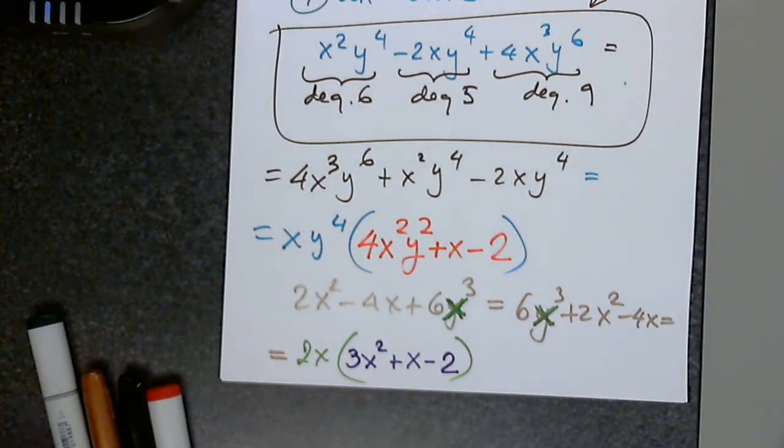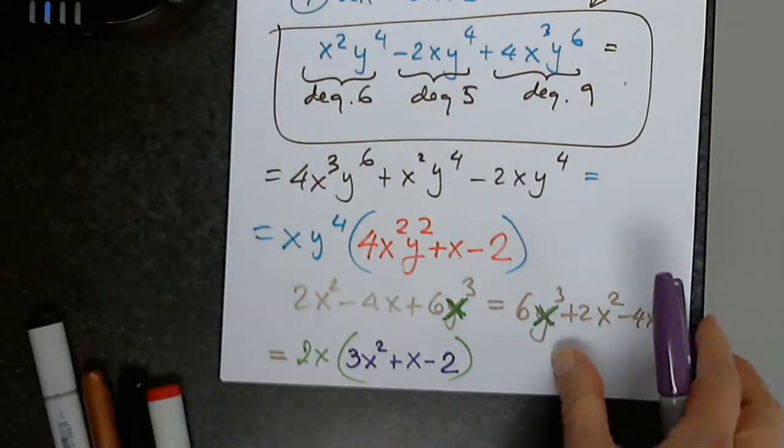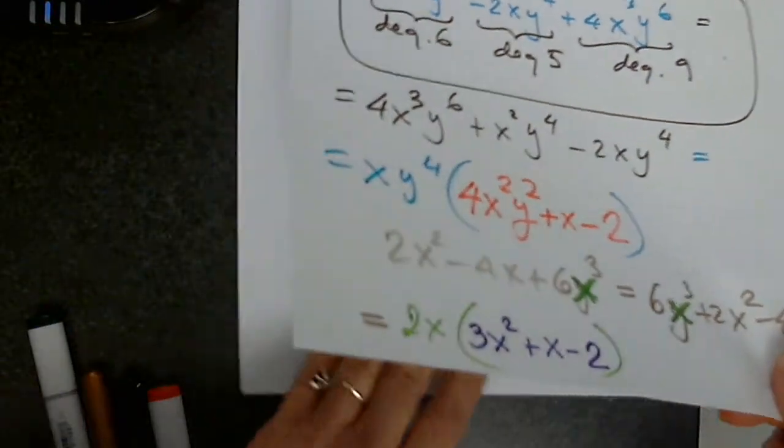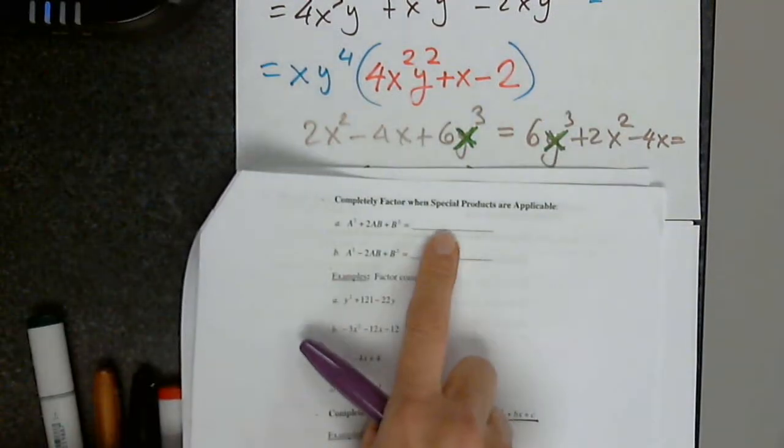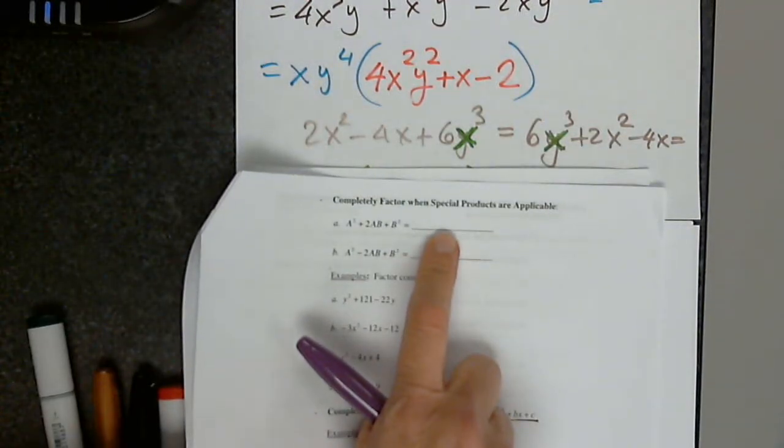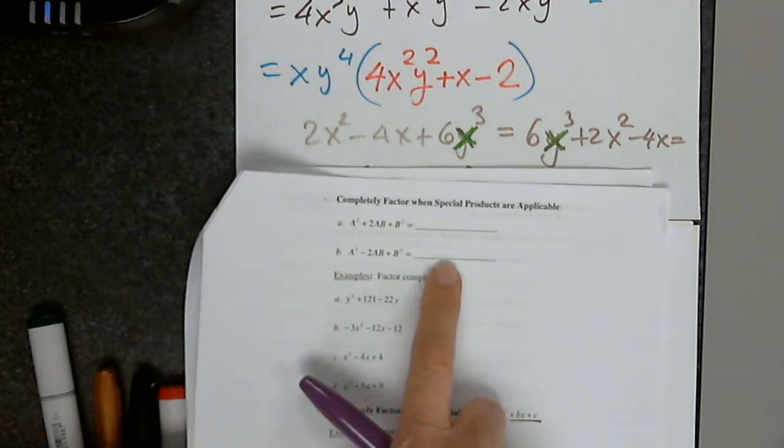So now finally let's move on to page 3 of this handout. So at the top, I'm hoping you already put in a plus b quantity squared here, and a minus b quantity squared here.